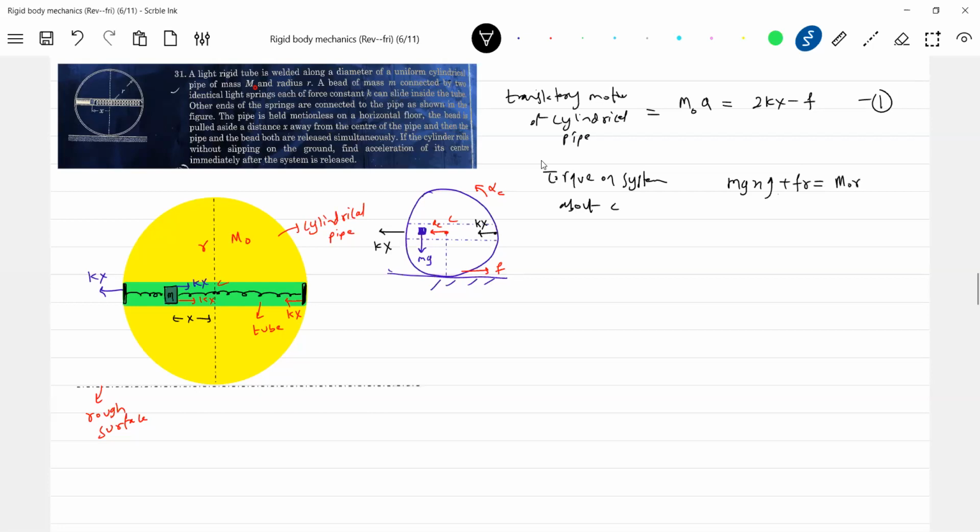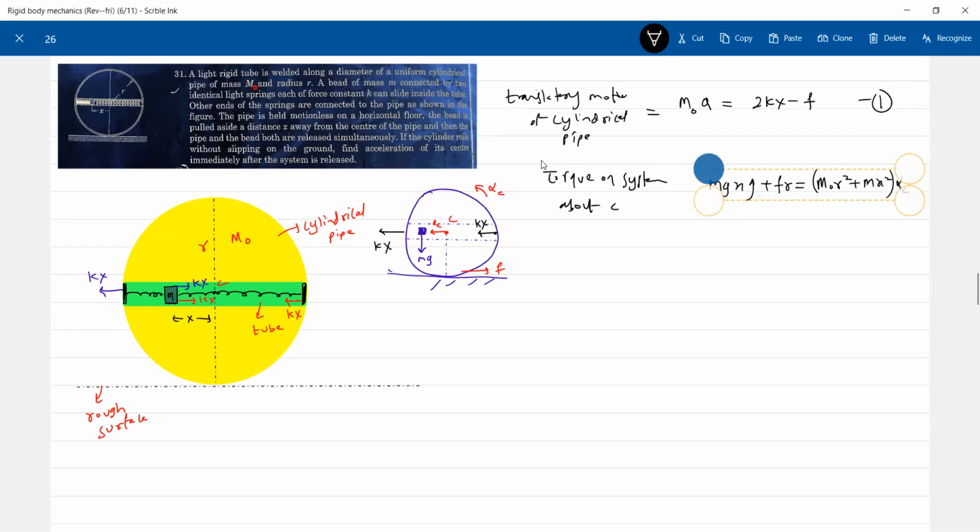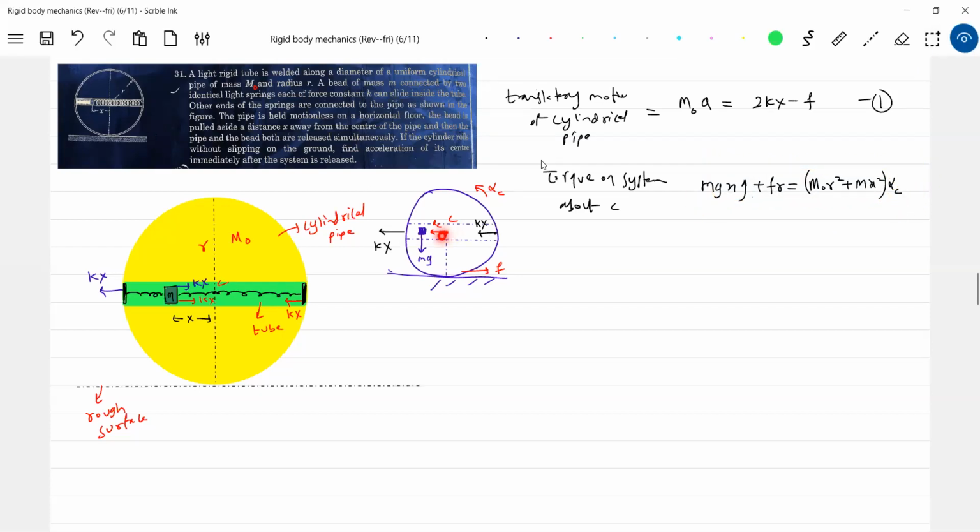Should be equal to m naught R square plus mx square into alpha C. Try to see this. This is very important. The torque about the center of mass: the friction will set up small r into F anti-clockwise. This weight mg into X, this distance is X, plus m naught g will also act, the weight of the cylindrical pipe, m naught g. It will intersect the axis of rotation. The normal contact will intersect the axis of rotation. Spring force, they will intersect the axis of rotation. And for pure rolling, AC should be equal to R alpha C.